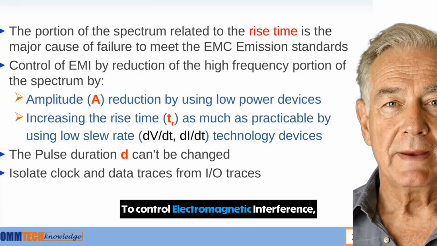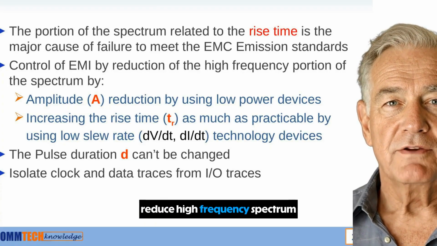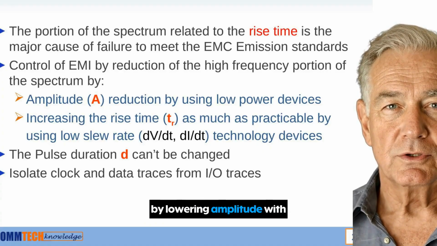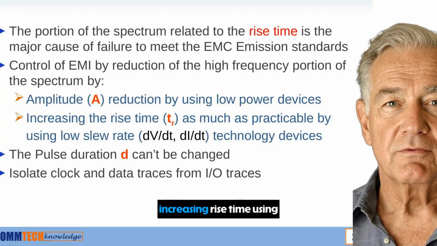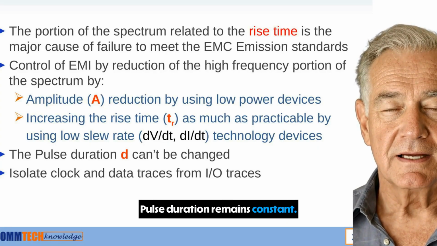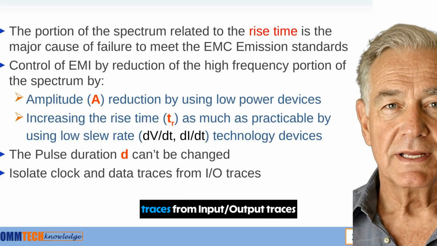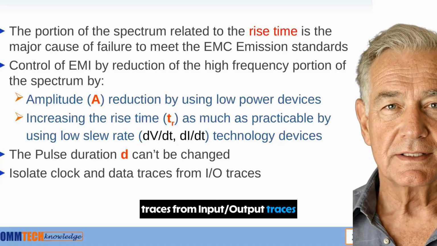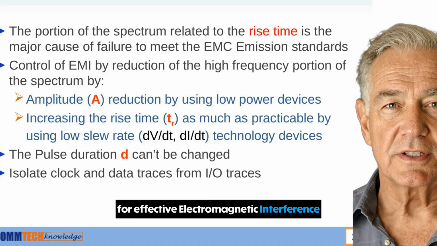To control electromagnetic interference, reduce the high-frequency spectrum by lowering amplitude with low-power devices and increasing rise time using low slew rate technology. Pulse duration remains constant. Isolate clock and data traces from input-output traces for effective electromagnetic interference management.